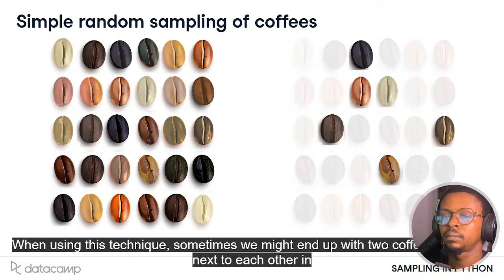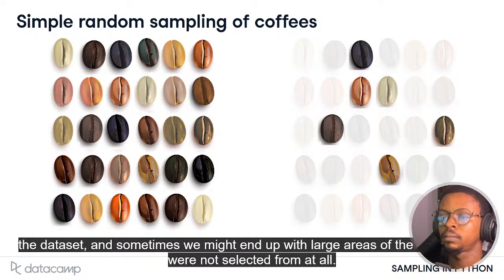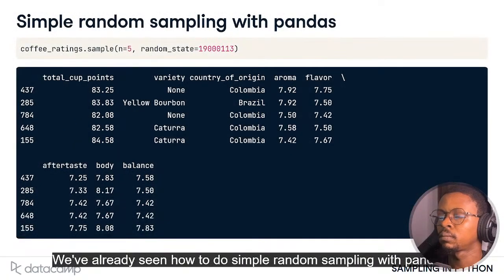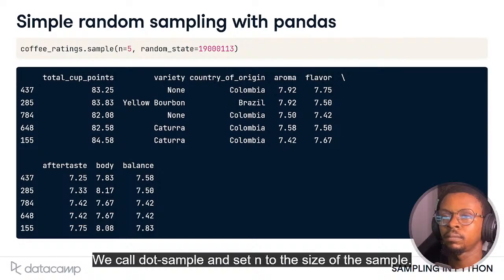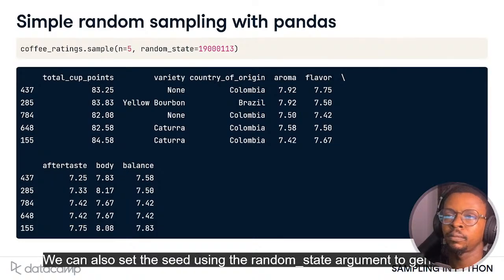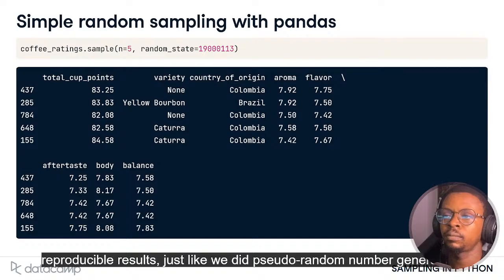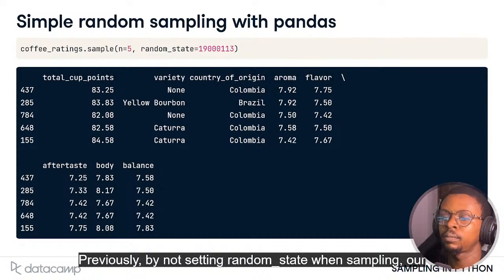When using this technique, sometimes you might end up with two coffees that were next to each other in the dataset, and sometimes we might end up with large areas of the dataset that were not selected from at all. We've already seen how to do simple random sampling with pandas. We call .sample and set n to the size of the sample. We can also set the seed using the random_state argument to generate reproducible results, just like we did with pseudo-random number generation. Previously, by not setting random_state when sampling, our code would generate a different random sample each time it was run.